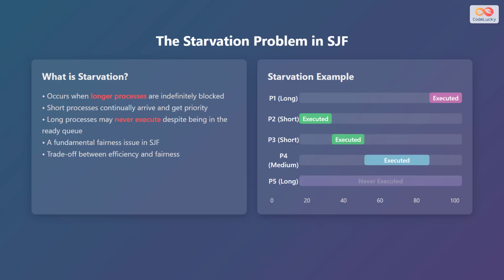In the example in the diagram, process 1 is long and has executed at the timescale 80 to 100. Process 2 is short and has executed at the timescale 0 to 20. Process 3 is also short and has executed at the timescale 20 to 40. Process 4 is a medium-length process and has executed at the timescale 40 to 80. Process 5 is a long process, but it has never executed.